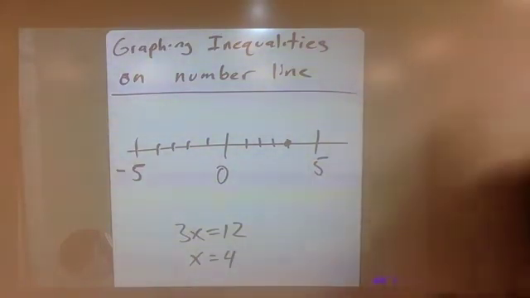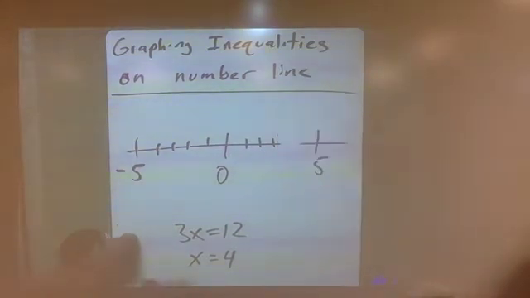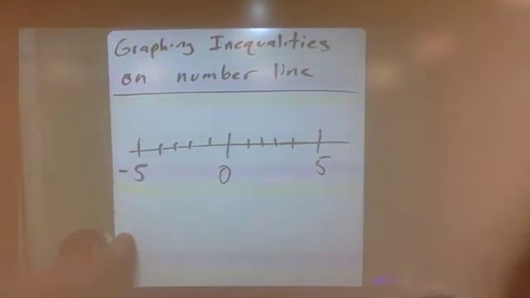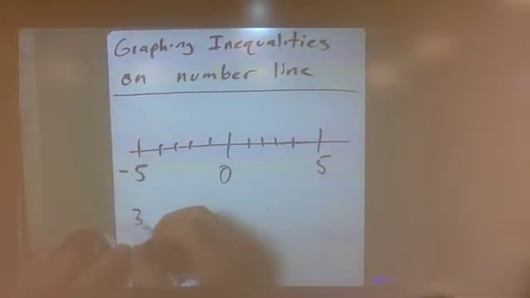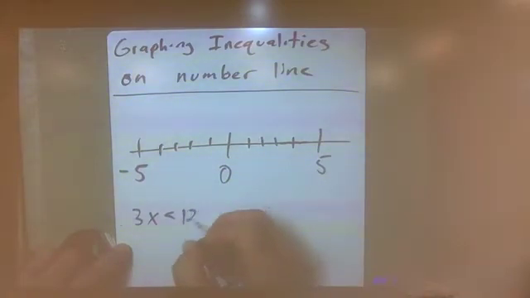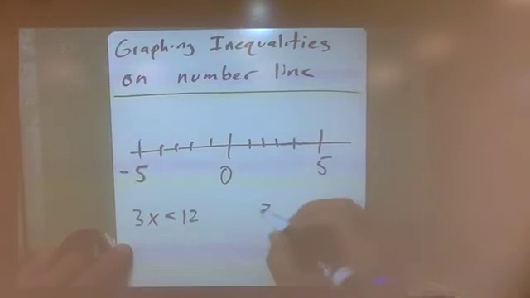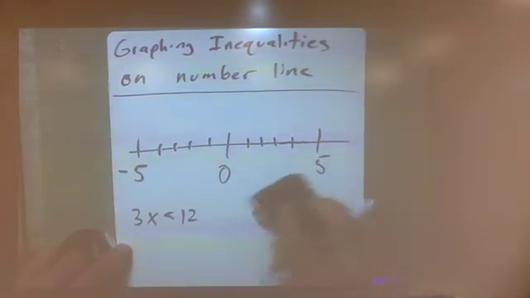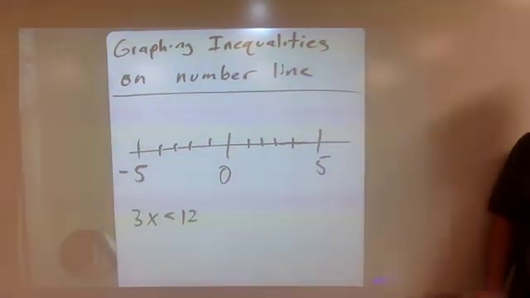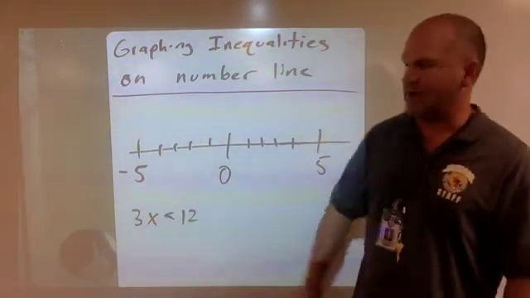Now we've just represented our answer, x equals 4, on the number line. Easy peasy, we're done. All right, well, inequalities are a little bit more complicated than a simple equal sign. So let's say we have 3x is less than 12. So instead of 3x is equal to 12, now we have 3x is less than 12.